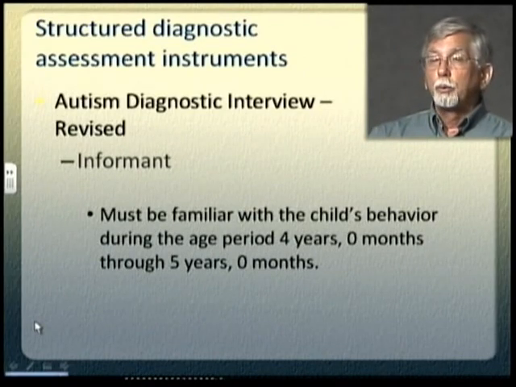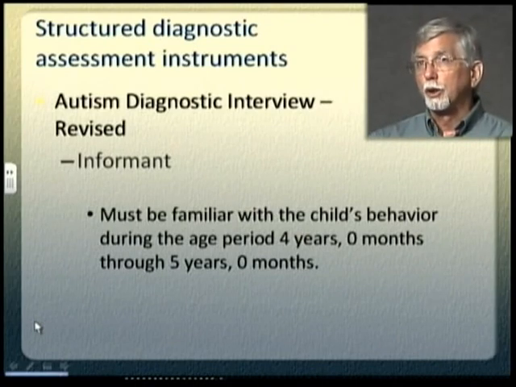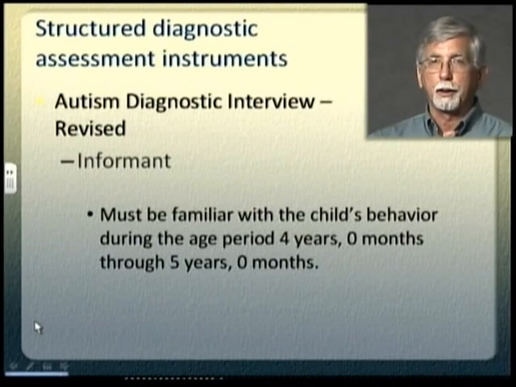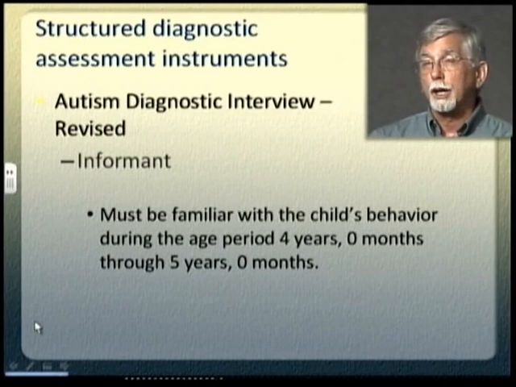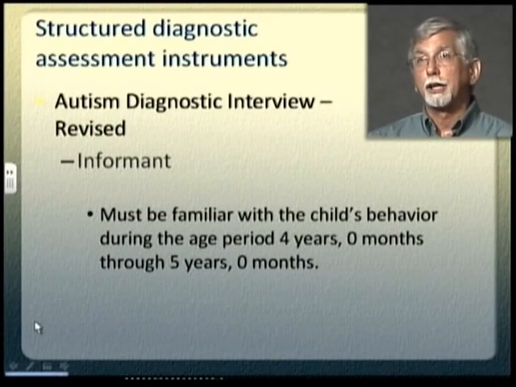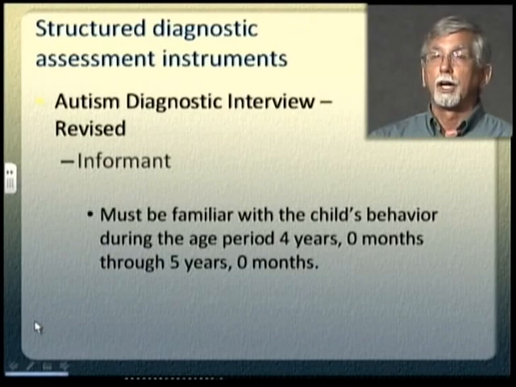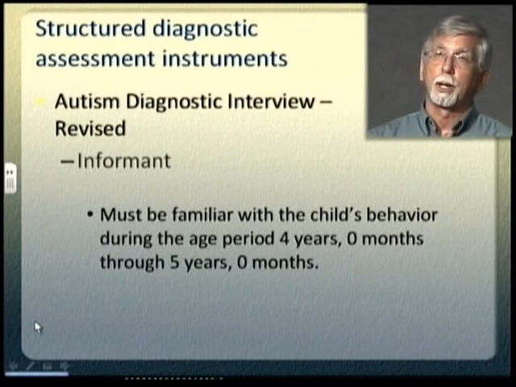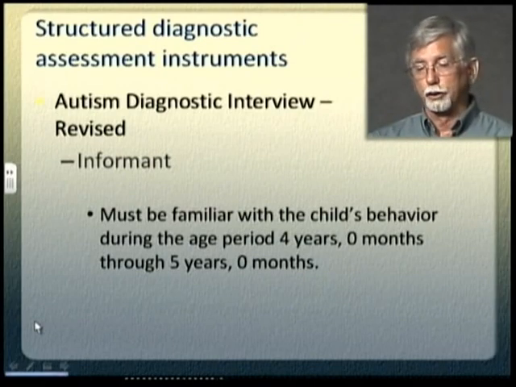The ADI is done with a parent or caretaker. This informant needs to be someone who is familiar with the child's behavior during the age period from 4 years, 0 months to 5 years, 0 months. This is a critical time for the manifestation of characteristics of autism, and so we're particularly interested in talking with an individual who has good information about what the child looked like, how they behaved during that period.